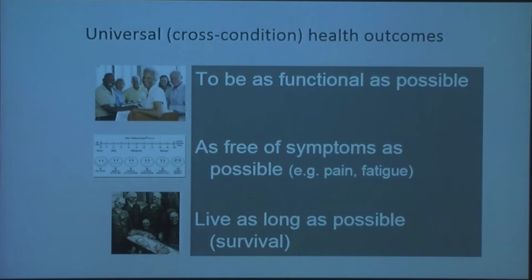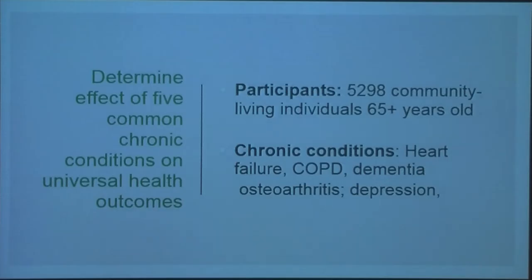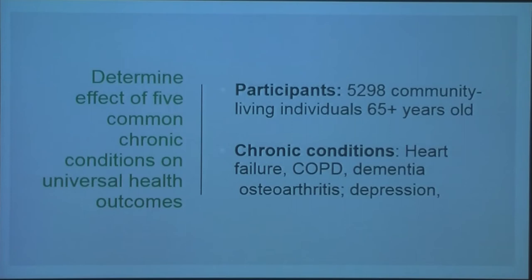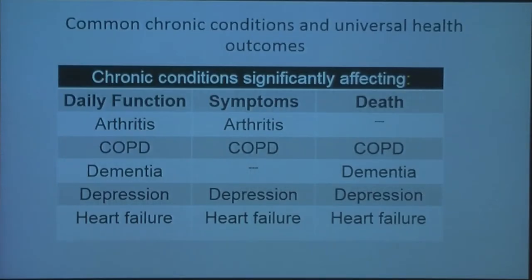There are other universal outcomes, but I think this captures a lot of what disease affects and a lot of what people care about. So if this was going to be an appropriate way to start looking at outcomes in this population, then we need to see that most diseases do exert an effect on these outcomes that matter to individuals. So in a representative sample of the US population over 65, we looked at five common chronic conditions: heart failure, COPD, dementia, arthritis, and depression. And we looked at the statistical association of these three outcomes with these conditions.